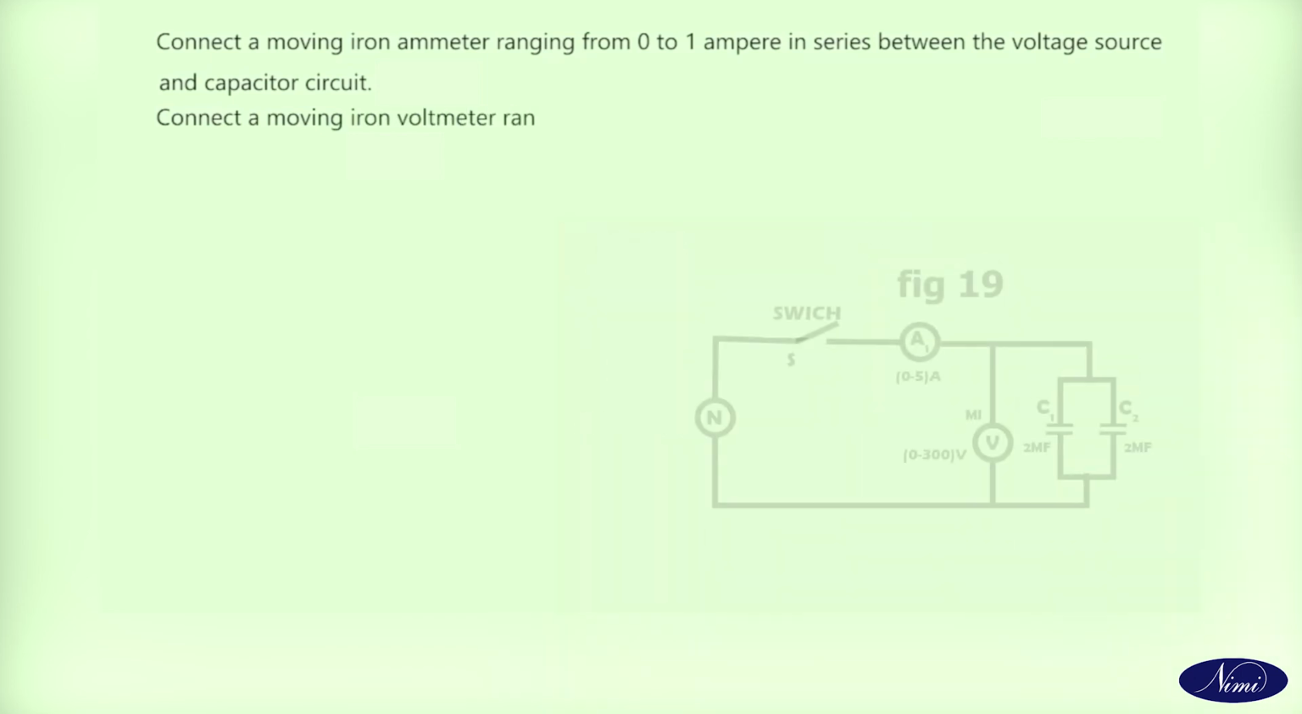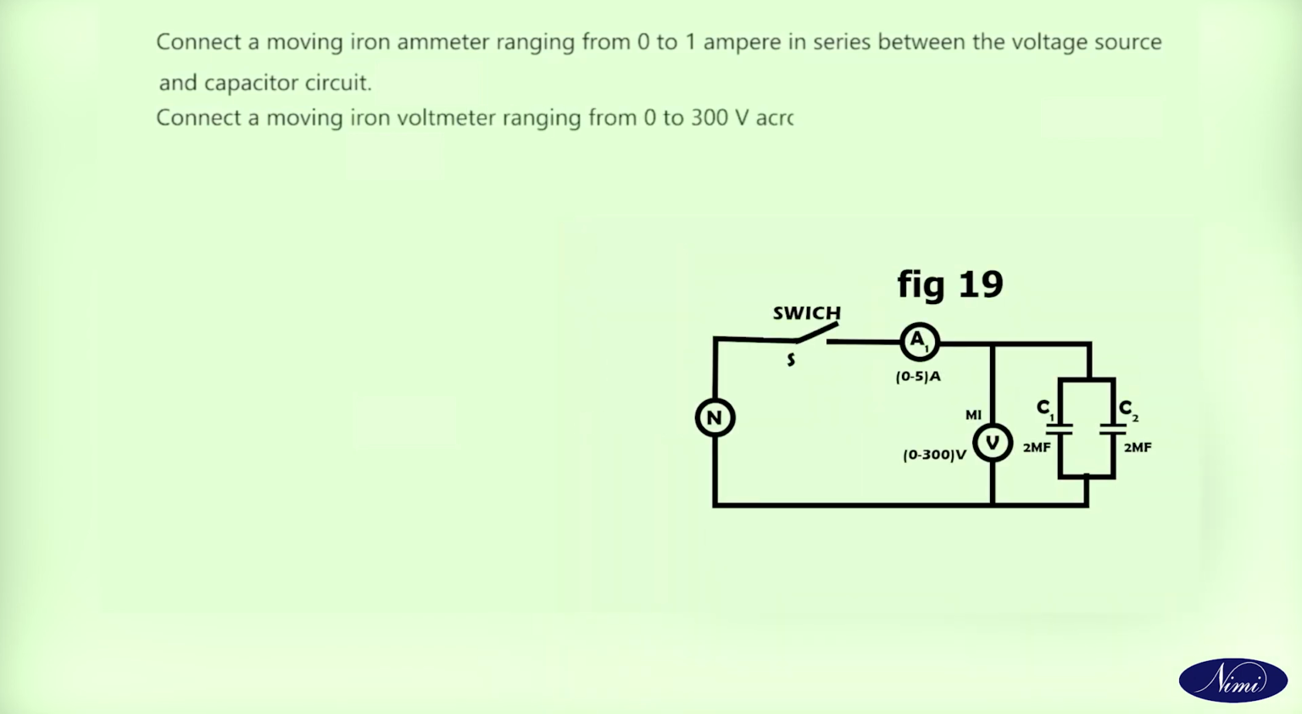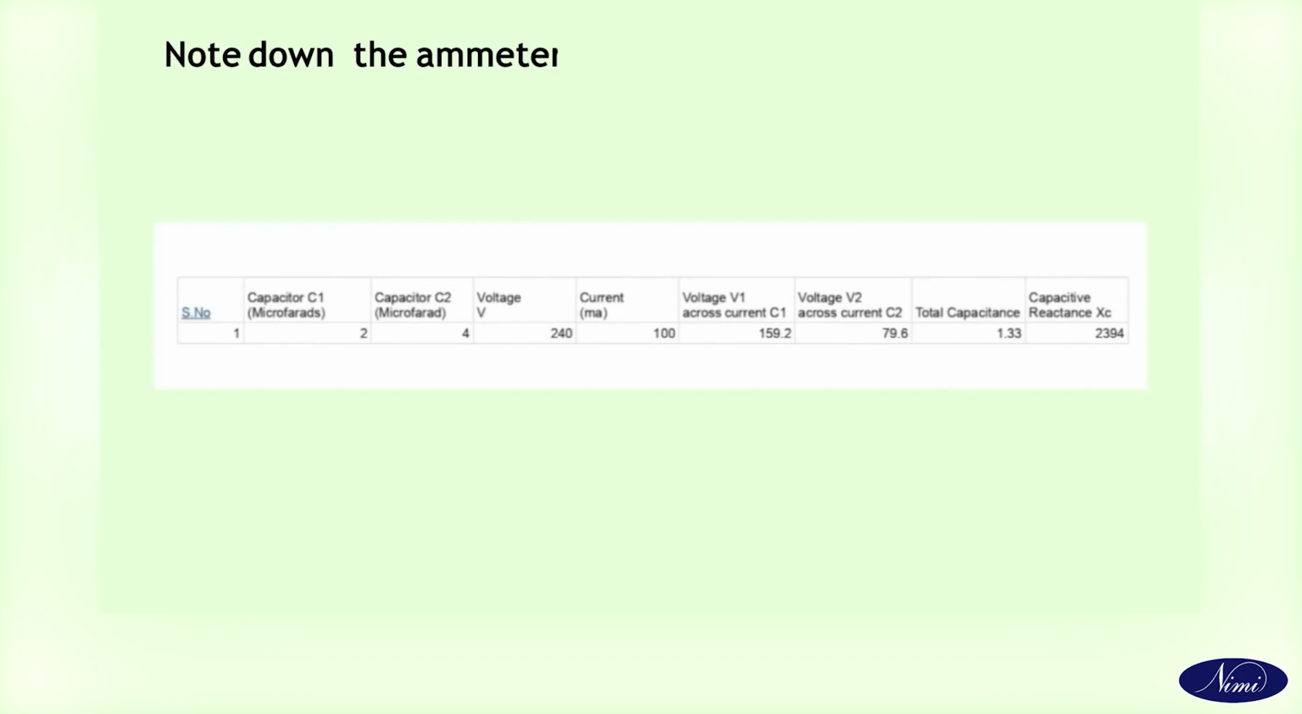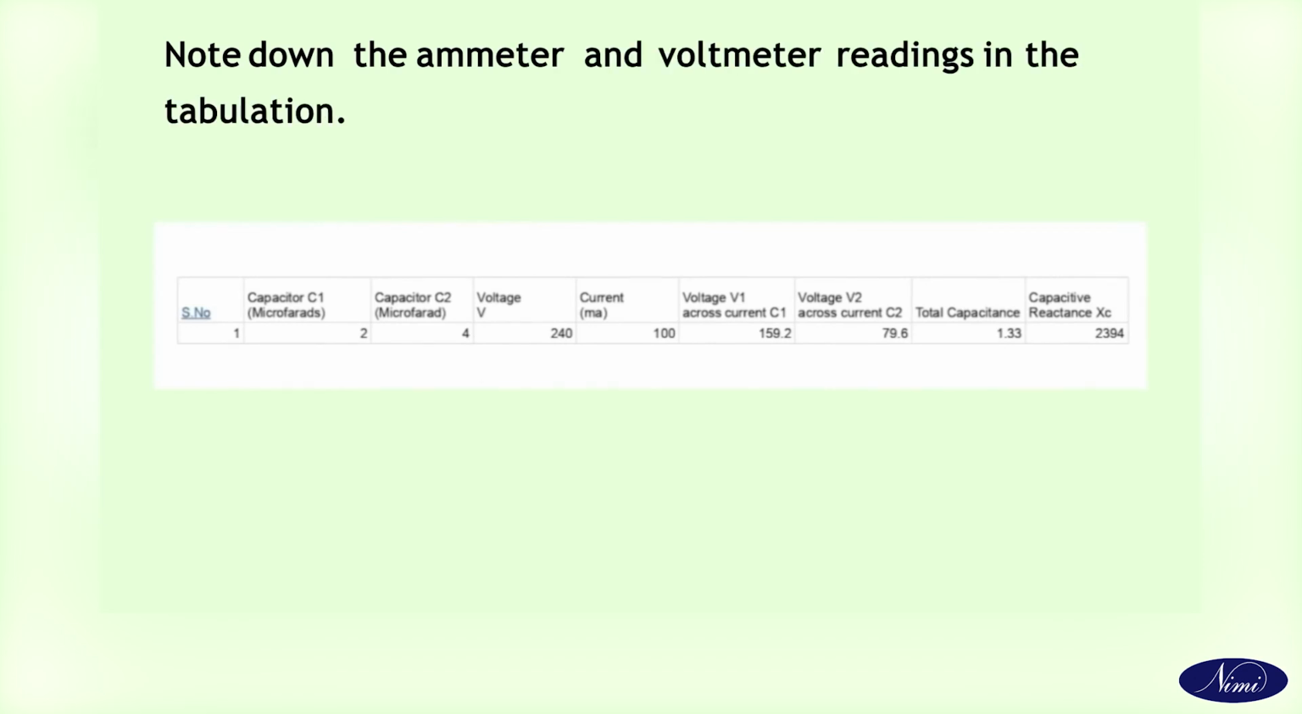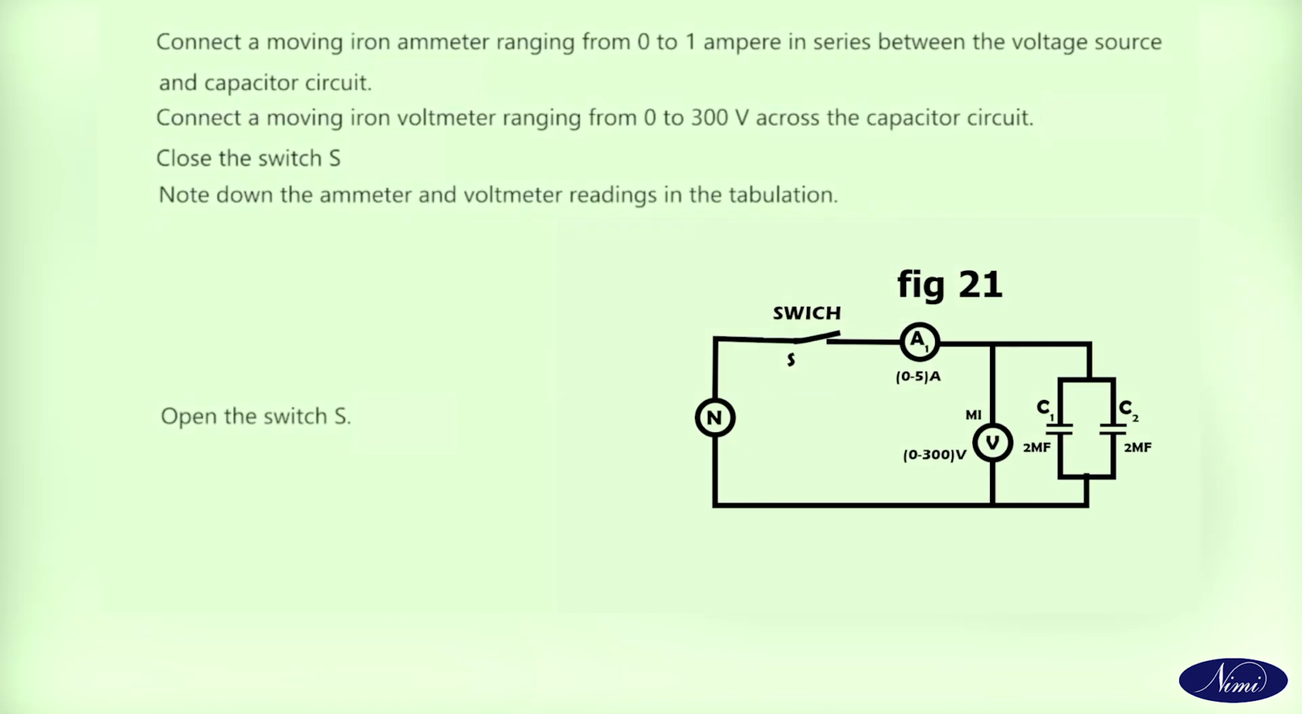Connect a moving iron voltmeter ranging from 0 to 300 volt across the capacitor circuit. Close the switch S. Note down the ammeter and voltmeter readings in the tabulation. Open the switch S. Replace the capacitors C1 and C2 with different values as given in the tabulation and verify them by following the same procedure. Let us verify the measured value with calculated values.